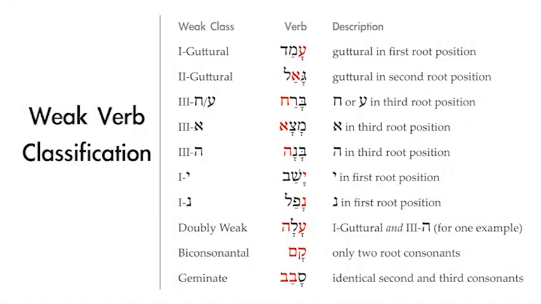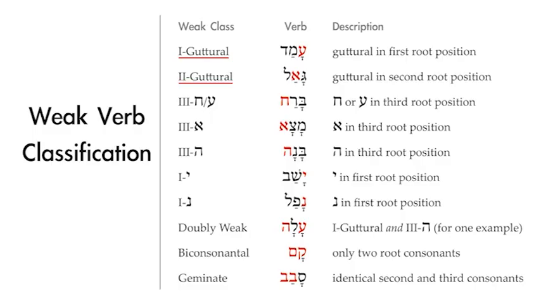In the first column, we're going to see the weak root class. In the second column, we'll have an example of a verb that's weak from that class. And then in the third column, we'll have simply the description of what makes it weak. Let's begin with the one guttural category. With the one guttural category, you're going to have a guttural in the first root position. So with the example amad, you can see highlighted in red the guttural in first root position that makes it weak.